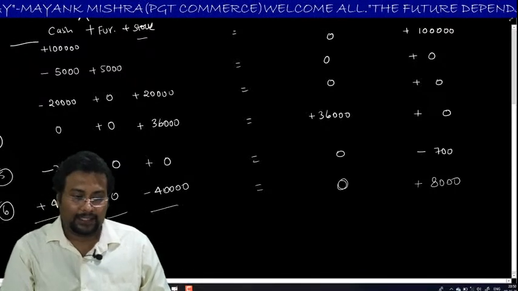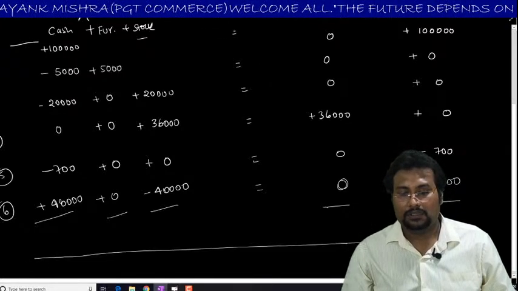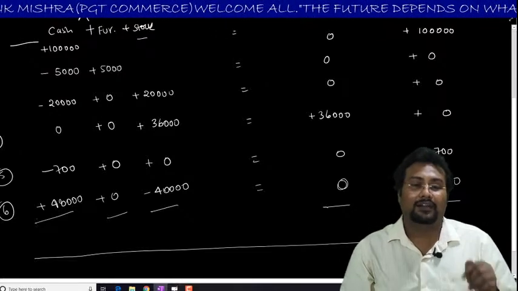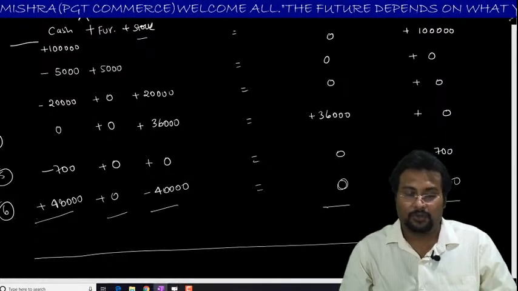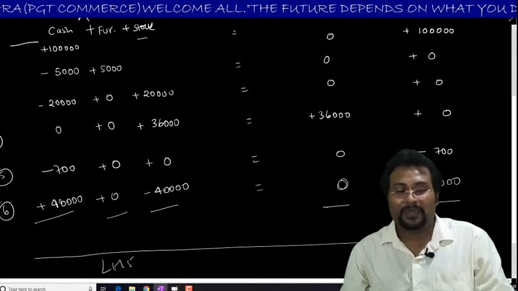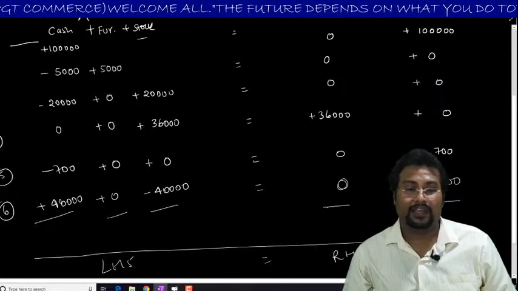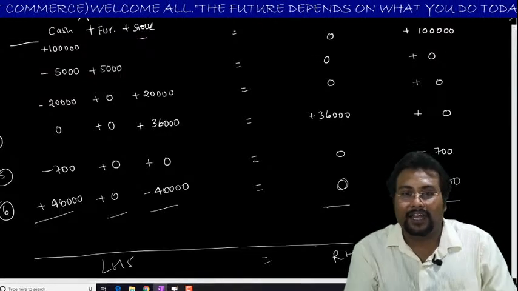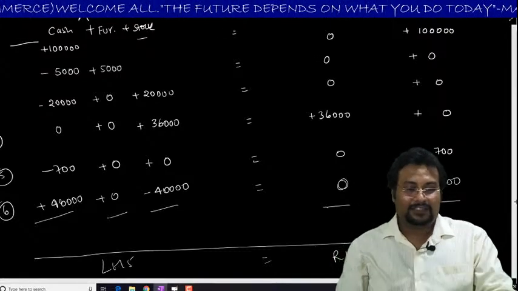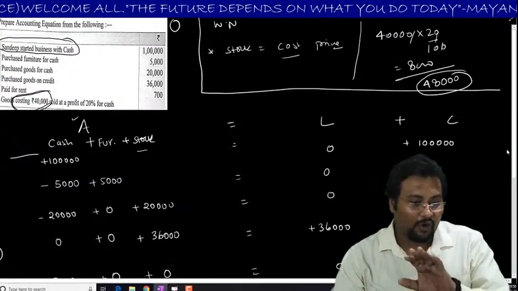Now you add all that: cash, furniture, stock, capital and liability. Always remember, this is your homework. You can comment or share the answer in your group, what answer exactly comes. The LHS total should equal the RHS total, and if both come equal, it means you have done the question right. If not, it means somewhere there is a mistake. So go through that, solve the question, find the total and check it yourself. This is your homework.